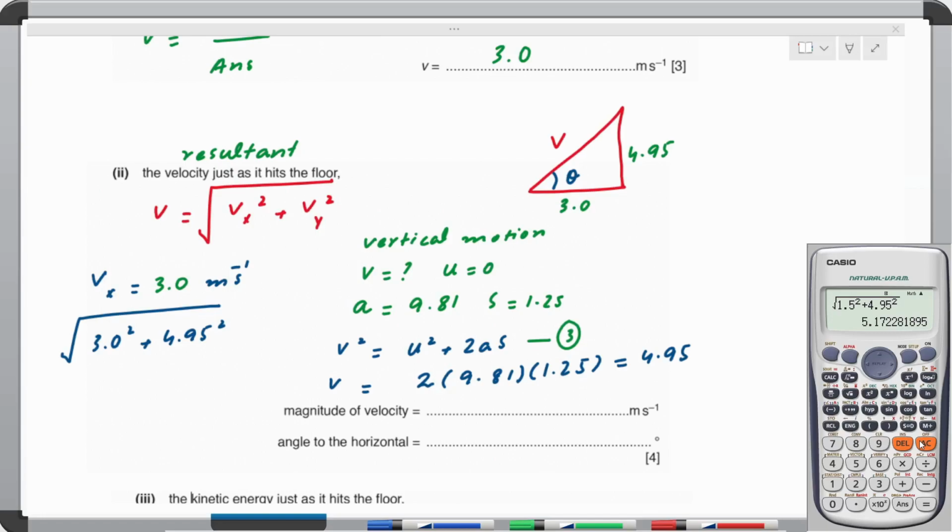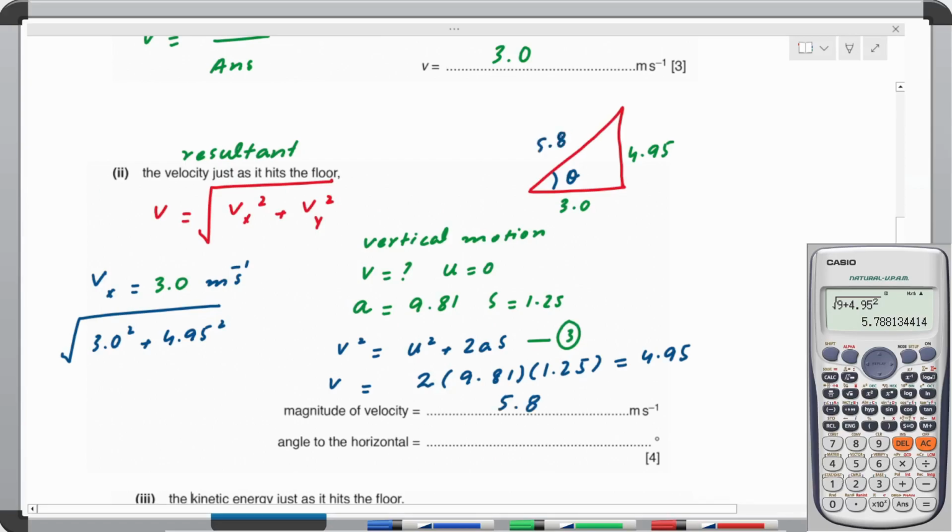So let me just clear it off, and what we have is the square root of 3 squared, which is 9, plus 4.95 squared. So we hit it on the calculator, and the answer that we get for this one is 5.78. Now I can round off the answer to 2 SF. It would be 5.8 meters per second. So this component of velocity is 5.8. This is not the component, the resultant velocity is 5.8.